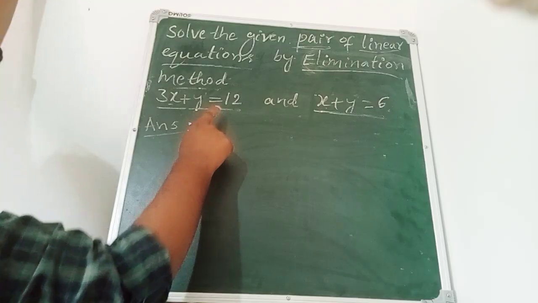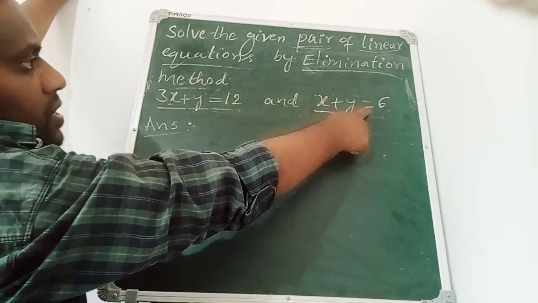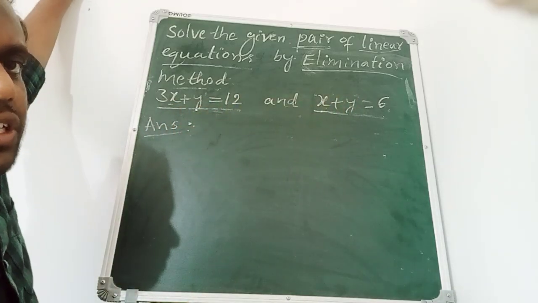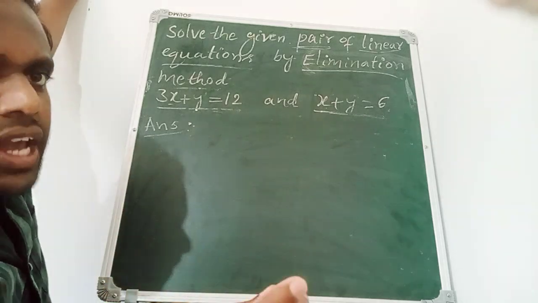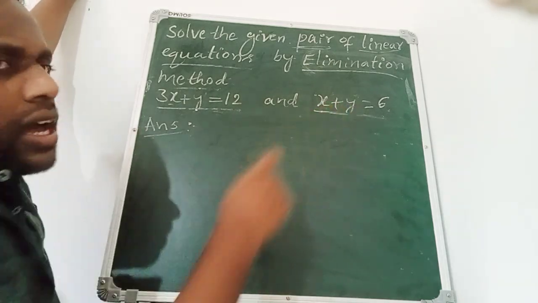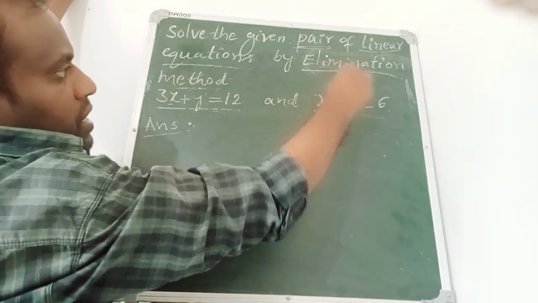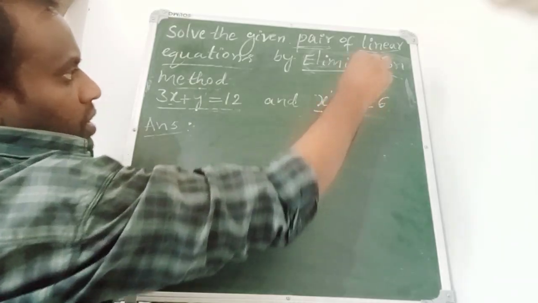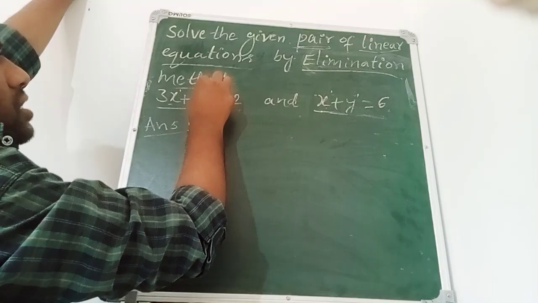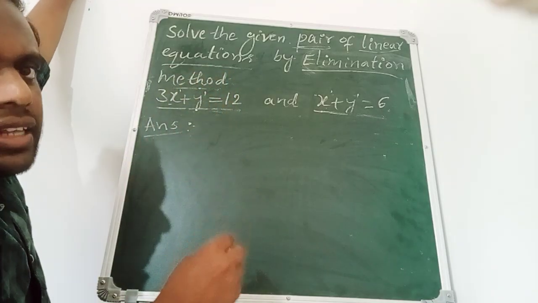Now take this equation. Equation means there will be an equal sign. See, equal sign. So this is an equation, this is an equation. So why linear equation? Because you consider the variables. x and y are the variables. Here nothing is there, which means 1 is there. Here also, nothing means 1. So x to the power of 1, y to the power of 1, like that.